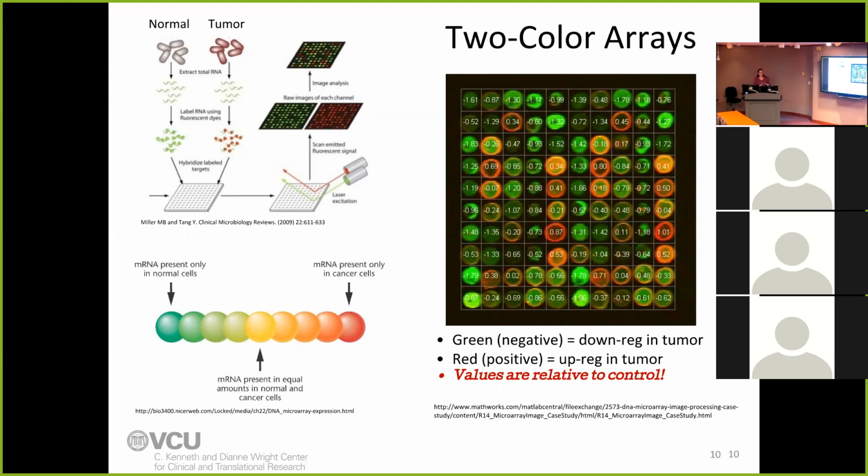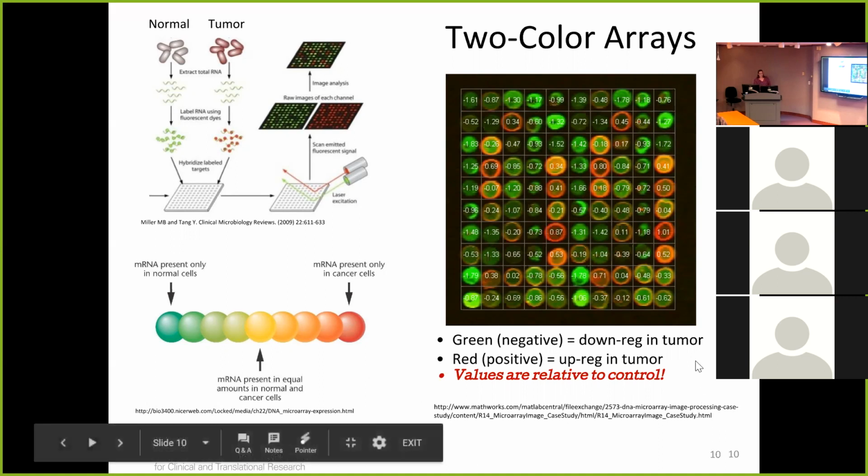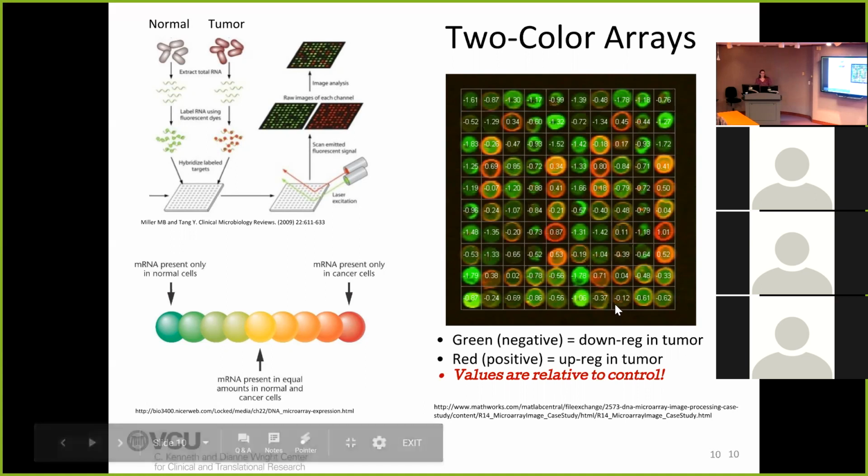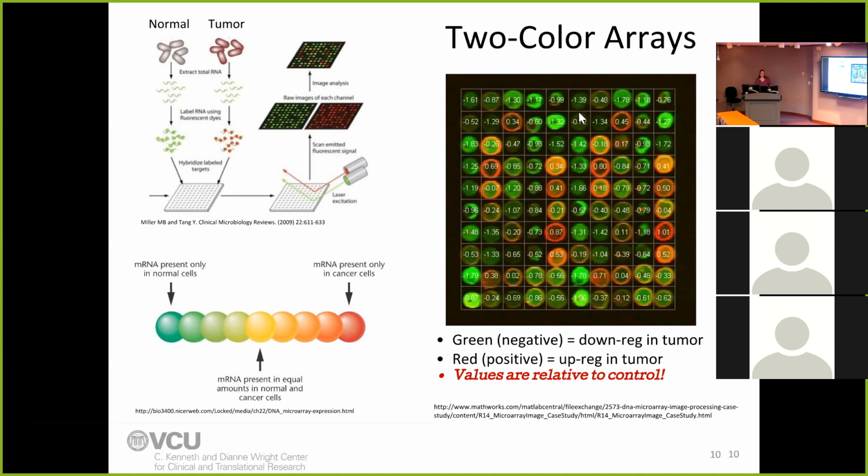So this is called a two-color array because you have two samples on the same array and each is labeled with a different color. The key thing to remember about two-color arrays is that the values that you get out are always relative to the control that you put on that array, and you can't change the control that you're using. So, for example, you would only have the normal sample that these values are relative to with that tumor sample.